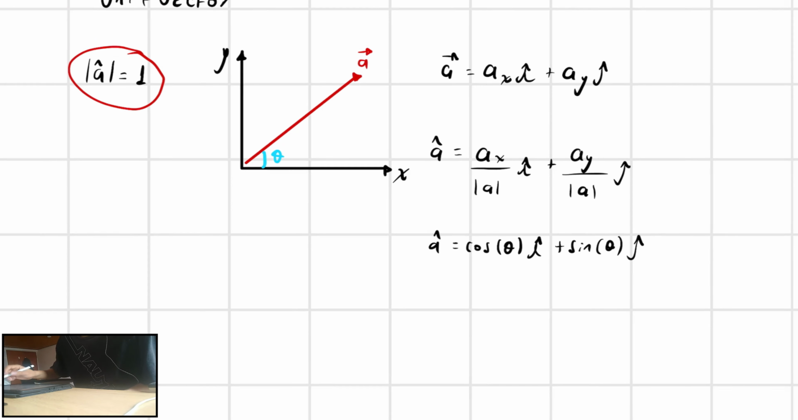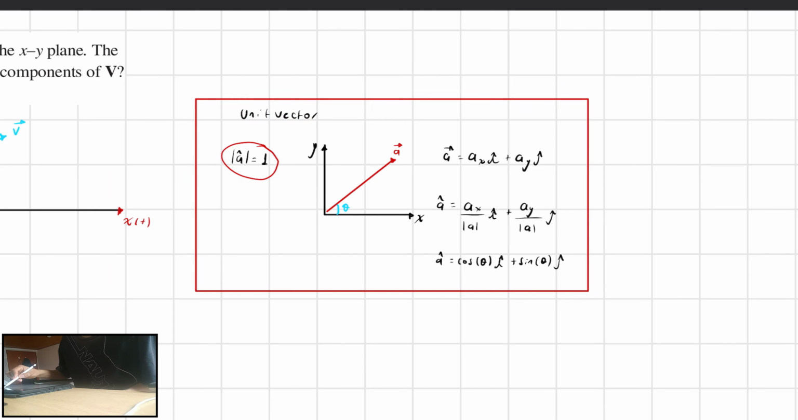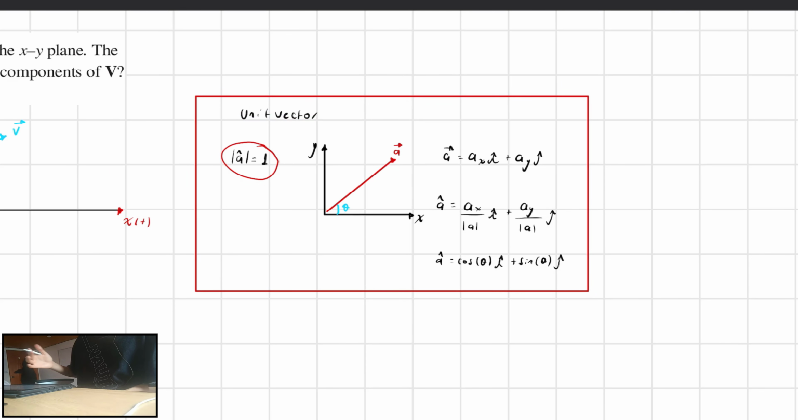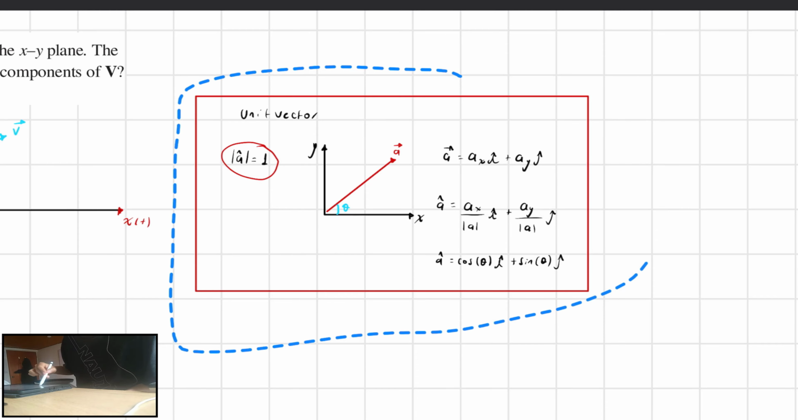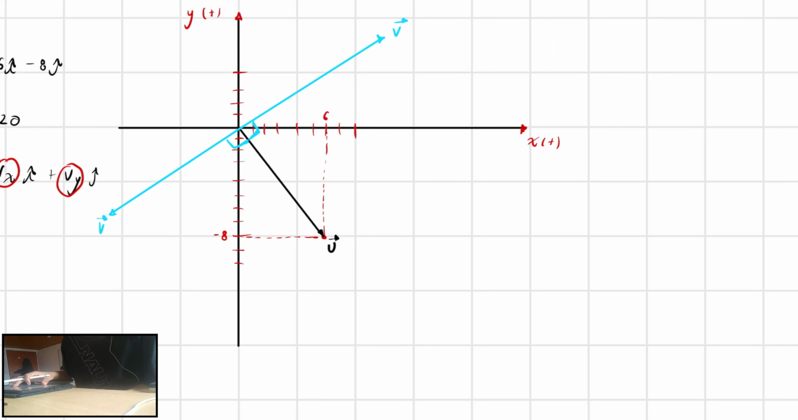Alright, now that I've made this clear, why do I use it? Because the unit vector can be used to transform the vector. So what we're going to do is to transform this vector 90 degrees with a magnitude of 20, and that is going to be equal to the v vector. Alright, so we're going to do it.